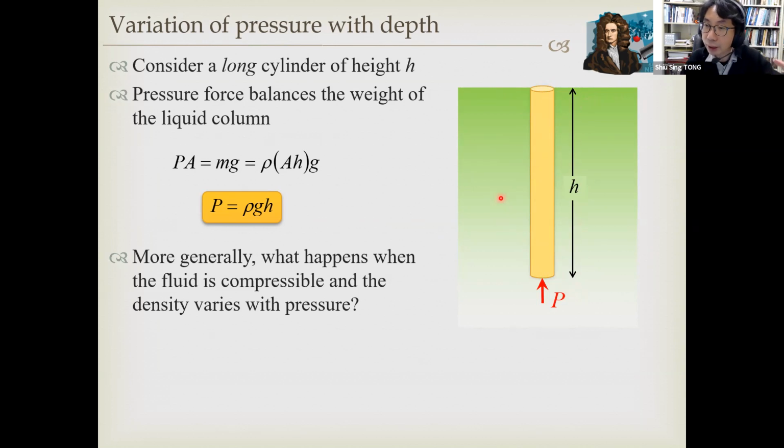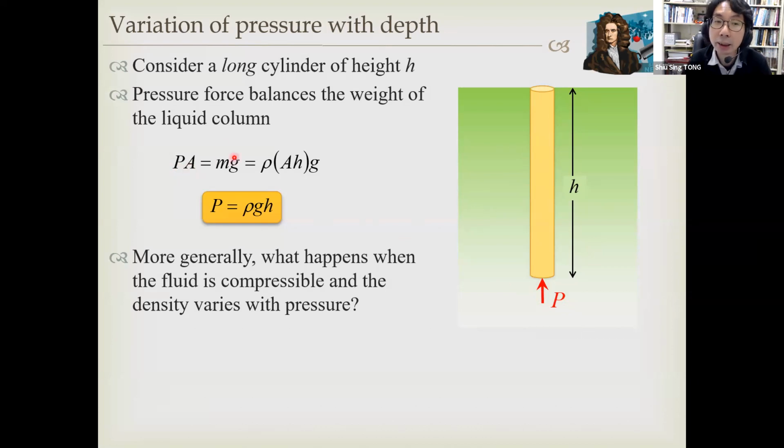The pressure force acting on this cylinder from the surrounding fluid is all in the horizontal direction, because the force acts in the direction perpendicular to the surface. So that does not produce an upward force. The only upward force is produced by the pressure at the base of the cylinder. And suppose at the base of the cylinder the pressure is P, it produces an upward force equal to PA.